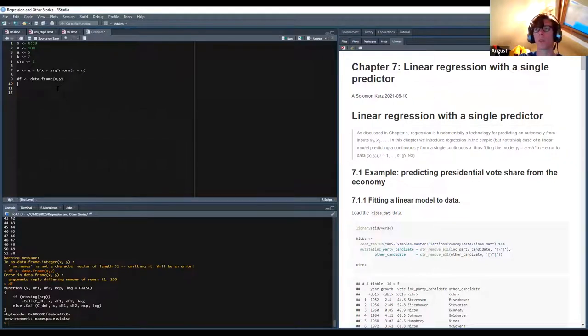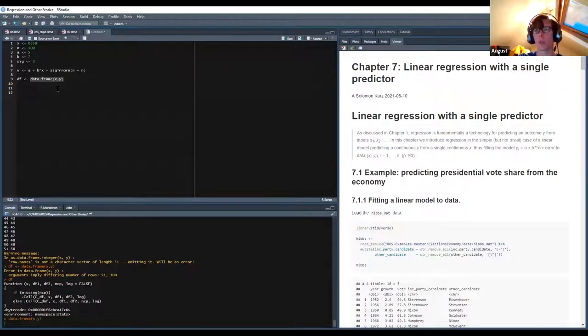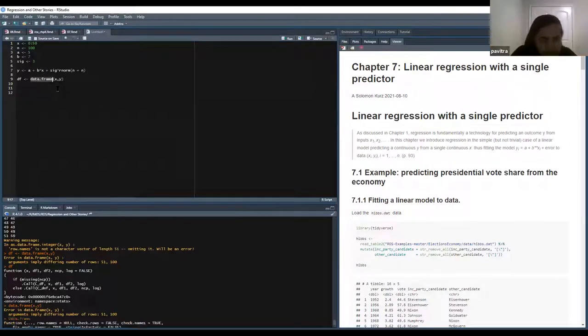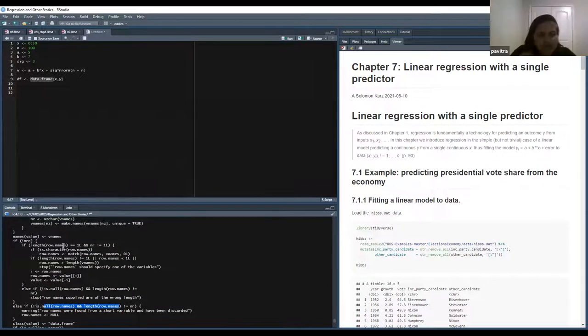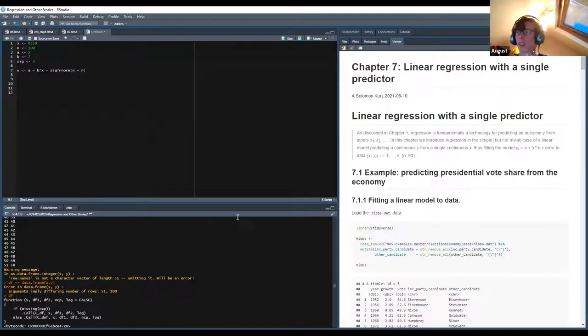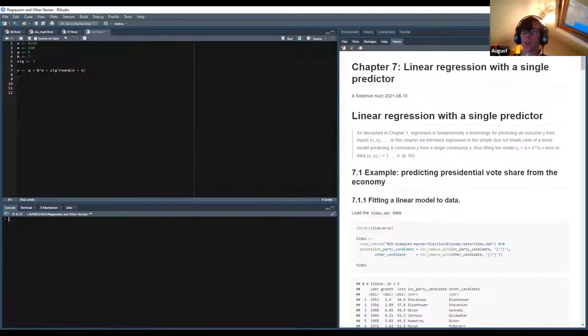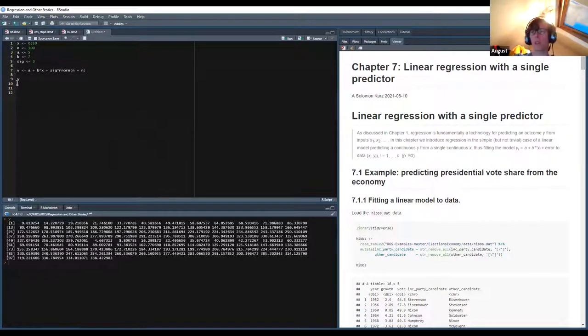Because the two items are the wrong size. So I'm pretty sure if we do this, look, the length of the rows has to be the same in order to produce a data frame. So there's something wrong here. We should have the same length. Here we've created 100 variables, but we've only got 0, 1, 2, up to 50.